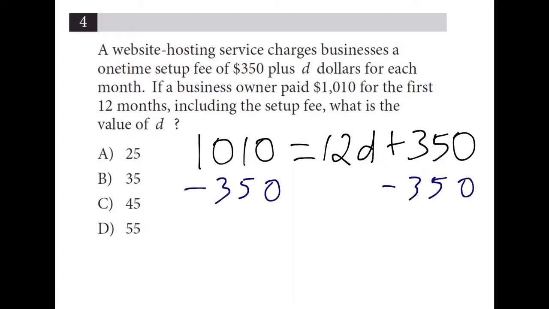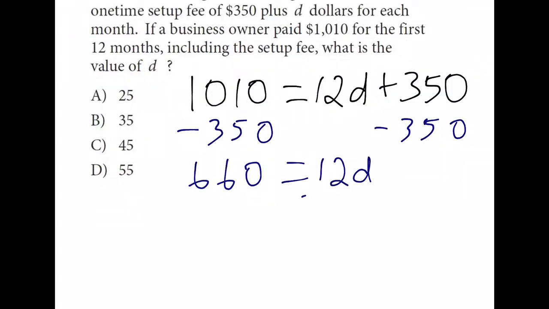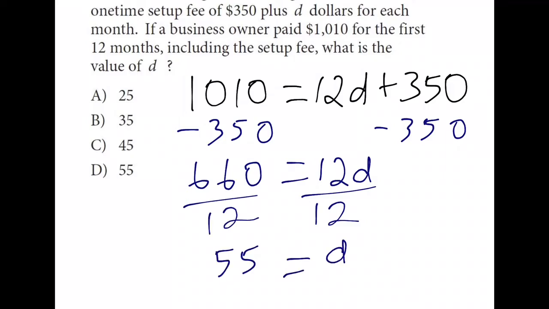I subtract $350 from both sides. This gives me $660 is equal to 12D. I divide both sides by 12, and I get that D is equal to 55. That's why it's D, of course.